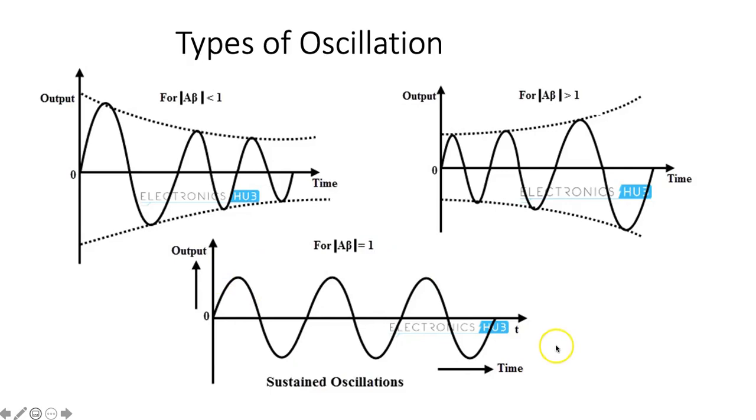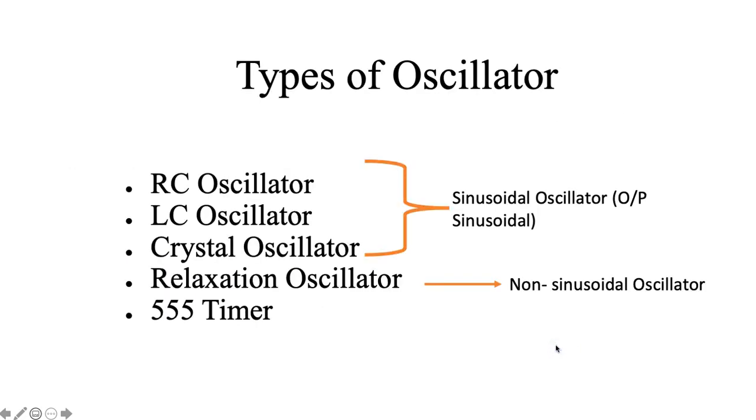Now let's see the different types of oscillators. We have the RC oscillator, LC oscillator, and crystal oscillator. These three are your sinusoidal oscillators, whose output is sinusoidal. Then you have the relaxation oscillator, which is a non-sinusoidal oscillator, and then you have the 555 timer. We will be discussing some of the oscillators in the coming lectures.